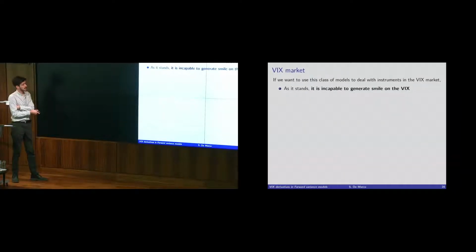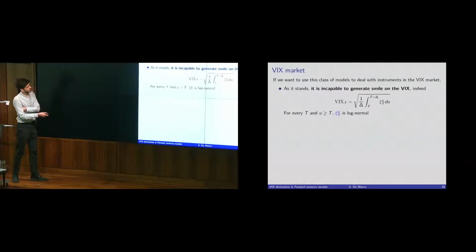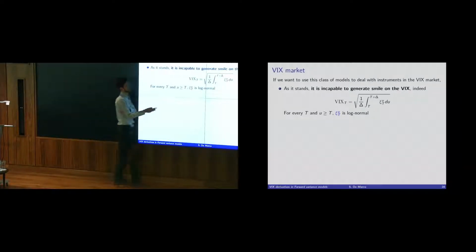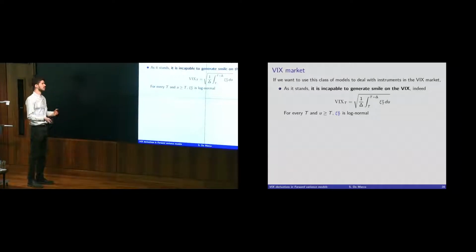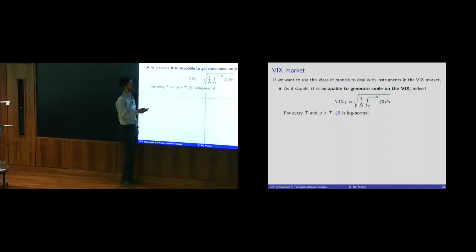so far, a few slides earlier, is the class where this instantaneous forward variance is the exponential of a Gaussian process. Whatever kernel I choose, it's the exponential of a Gaussian process, okay? And so here you have a VIX random variable in your model. It is a superposition of log normal random variables integrated with respect to this maturity parameter U.